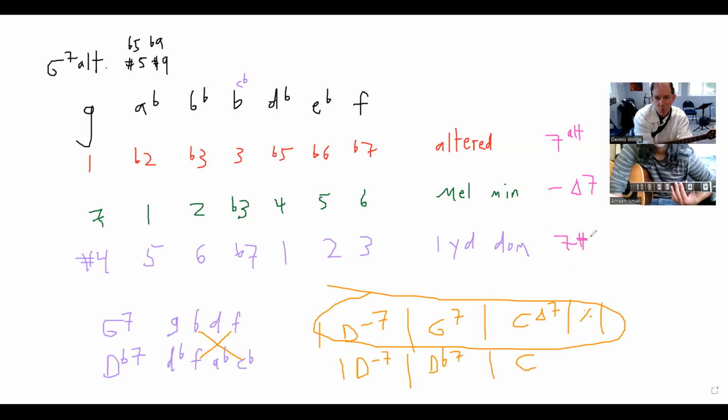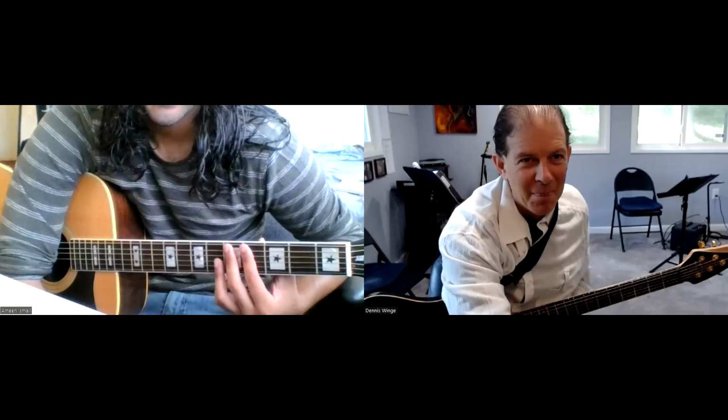Because going back to what we were talking about, the sharp 11 is the same as the sharp 4. So as soon as you see a 7 sharp 11, that automatically means Lydian dominant, which is the 4th mode of the melodic minor. This is 1, 2, 3, 4 from A flat. If you understood all that, God bless you. I got the gist of it. All right, cool.